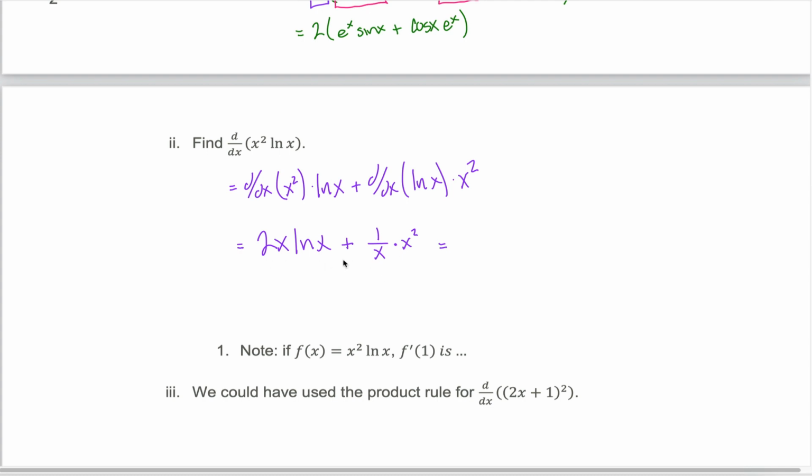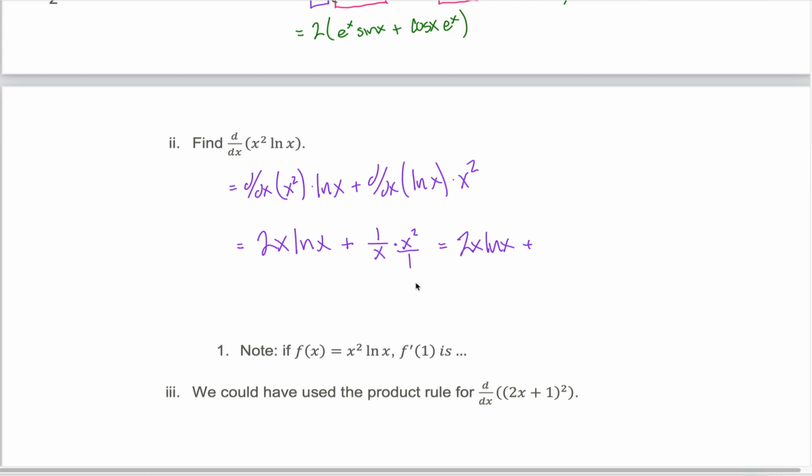So how could I simplify this? Well, there's not a whole lot I'd do with the first term. Just leave that as 2x natural log of x. But the second term I can simplify. 1 over x times x squared. Think 1 over x times x squared over 1. So 1 times x squared divided by x times 1.